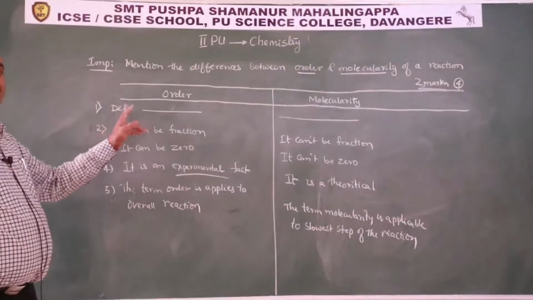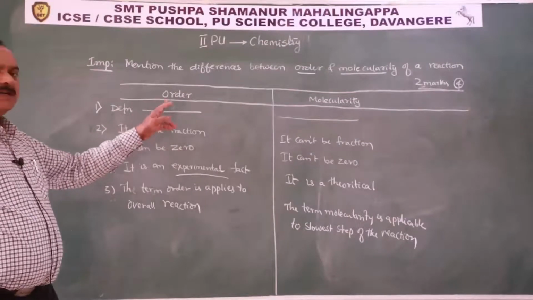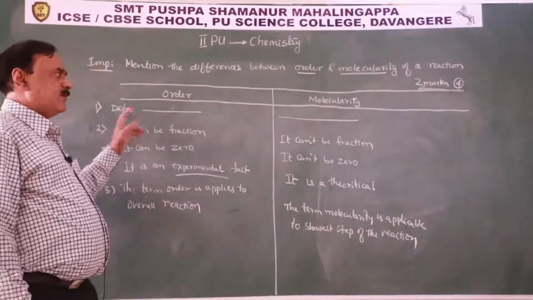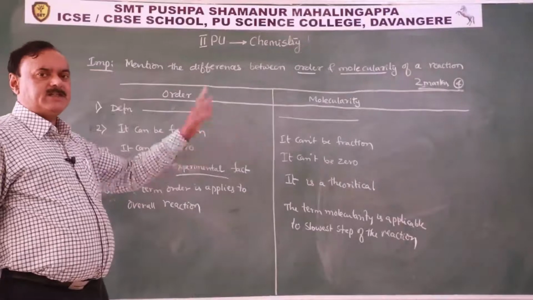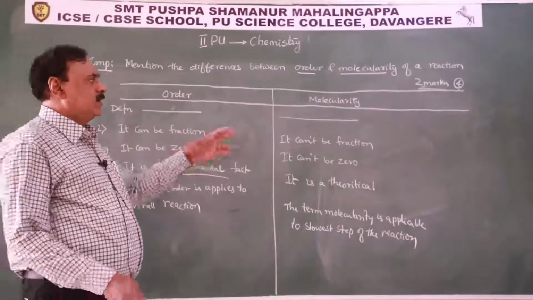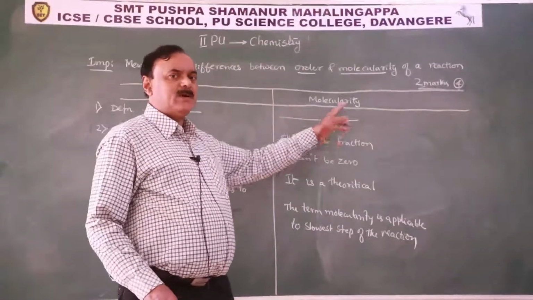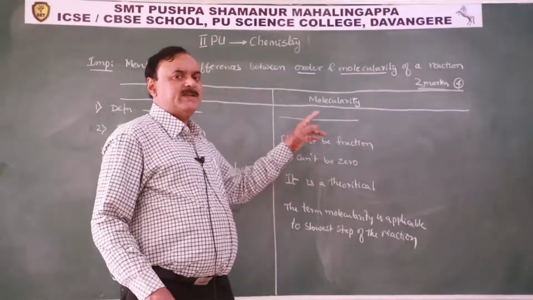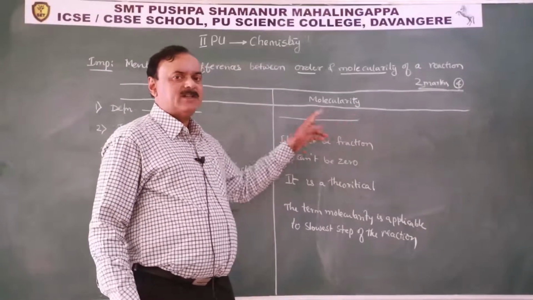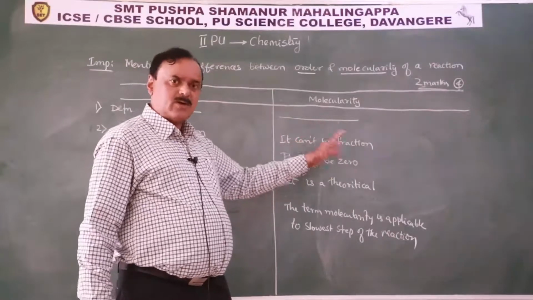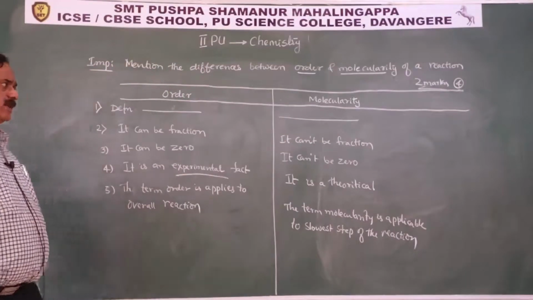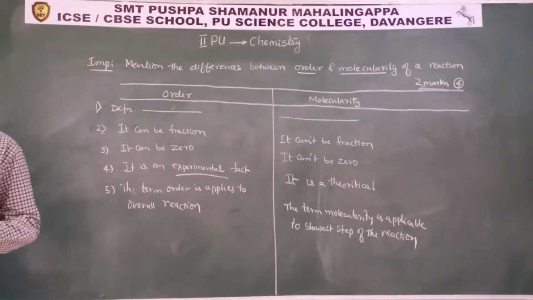The order of the chemical reaction is the sum of the powers of the concentration terms in the experimentally determined rate equation for the reaction. That should be there in the first line. Molecularity is the sum of the numbers of the molecules of the various reactants participating in the balanced chemical equation; that is called the molecularity of the chemical reaction. This is a very important question in this chapter.